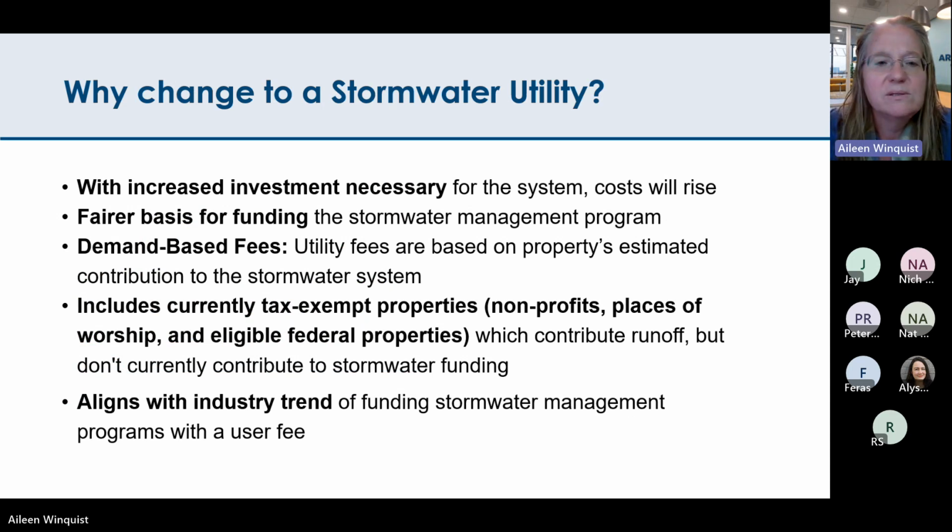So why is the county making this change to a stormwater utility? The county, as you may be aware, has been dealing with more severe flooding in recent years and is making increased investment to our stormwater system. And so as a result of that, costs for all property owners in Arlington will rise to help with those increased investments. And so a stormwater utility is a fair basis for funding the stormwater management program. We're making those changes, again, trying to better correlate the fee with the amount of runoff that is generated from the property.